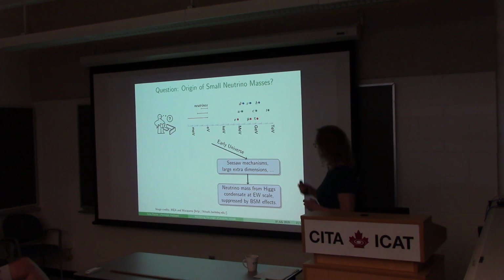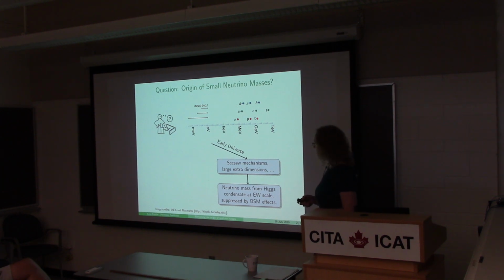For example, in the seesaw mechanism, it's a very heavy right-handed Majorana neutrino mass that's suppressing the mass that we're observing. And for large extra dimensions, it's just a very tiny overlap of the wave functions of the right-handed neutrino living in the higher dimensional bulk and the left-handed neutrino living on the 4-dimensional brane that we are observing.